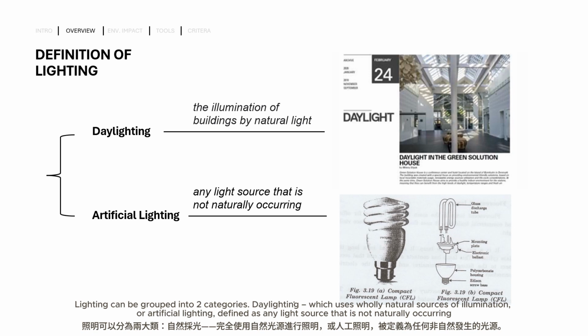Lighting can be grouped into two categories. Daylighting, which uses wholly natural sources of illumination, or artificial lighting, defined as any light source that is not naturally occurring. So that would be the light bulbs, lamps that we are very accustomed to in our building environments today.